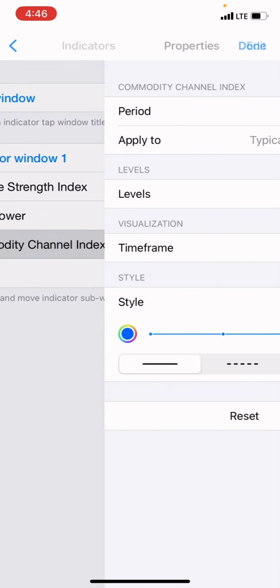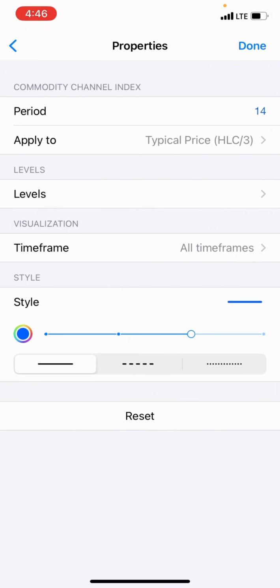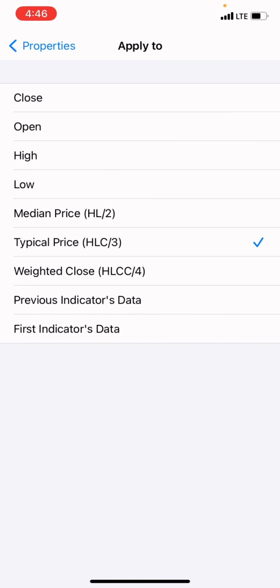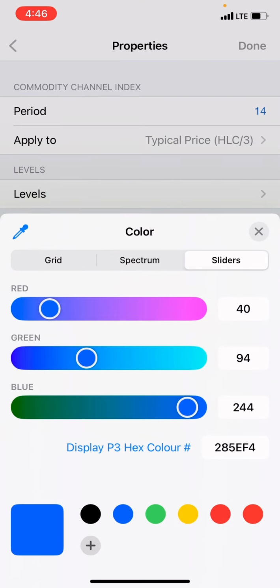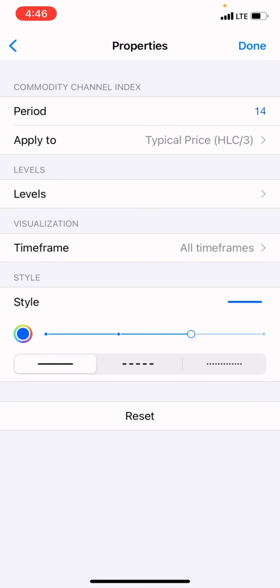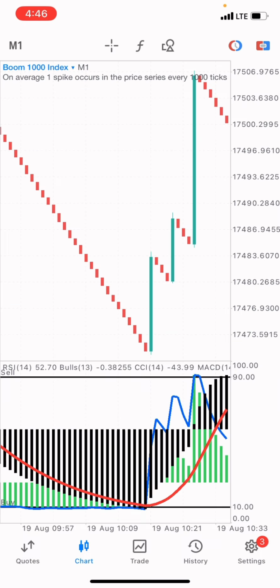The commodity channel index, period 14, right? Then you apply to typical price, just as you can see at this point. Then you put it on 3 pixels, which is the level of 3, and the style is going to be on blue color, just like that. And you put this straight line pattern at this point right here. Then you click on done.